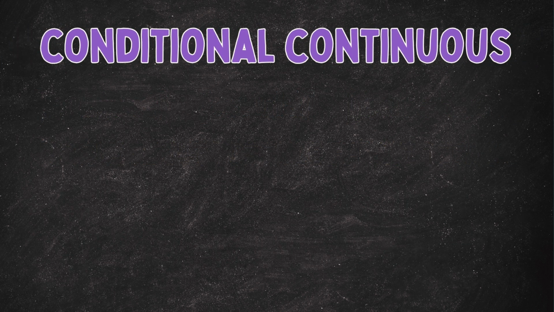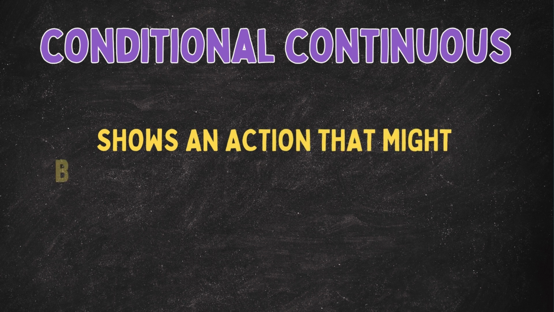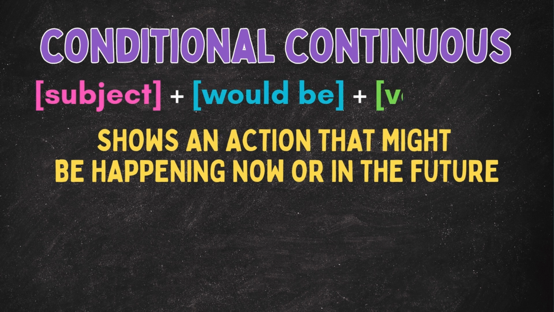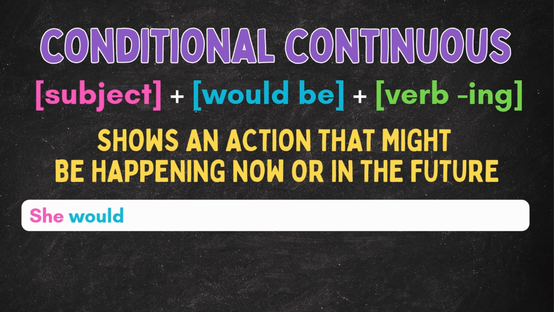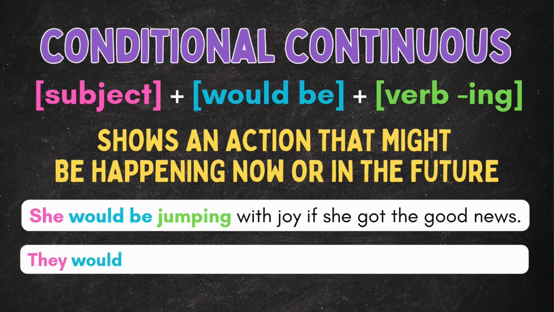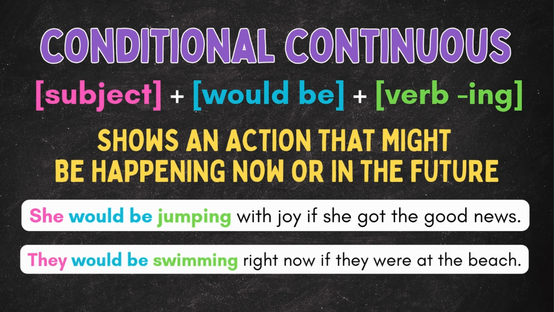Conditional continuous. The conditional continuous is used to show an action that might be happening now or in the future. The sentence structure consists of subject plus would be plus verb with ing. For example, she would be jumping with joy if she got the good news. They would be swimming right now if they were at the beach.